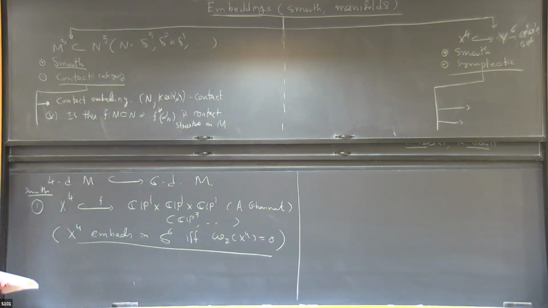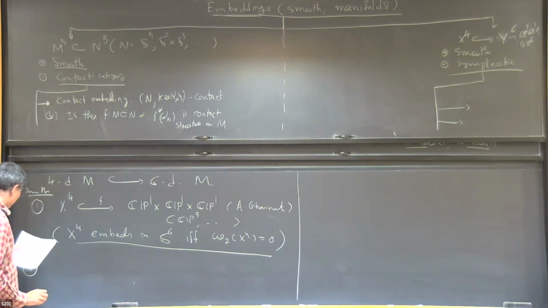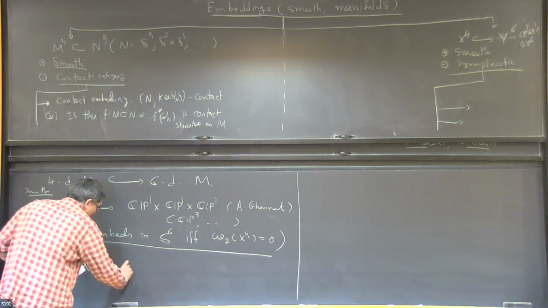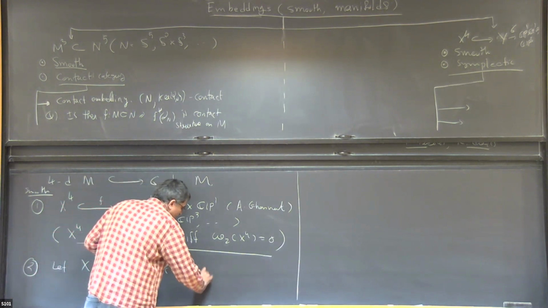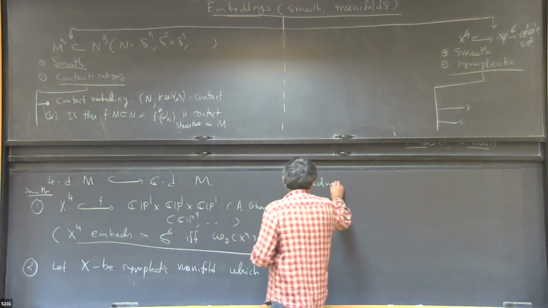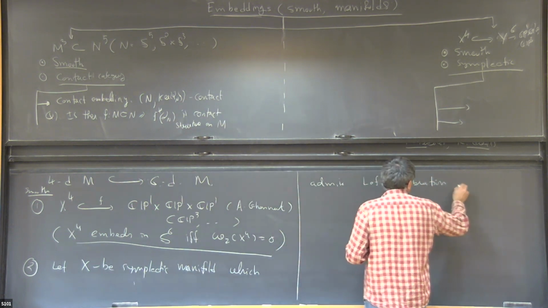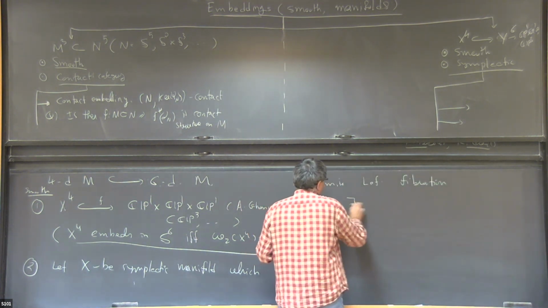Actually, the embeddings are produced in such a way that the smooth category just comes as a corollary, in some philosophical sense. And in the symplectic category it is the following. Let X be a symplectic manifold which admits a Lefschetz fibration. Then there exists a symplectic embedding.